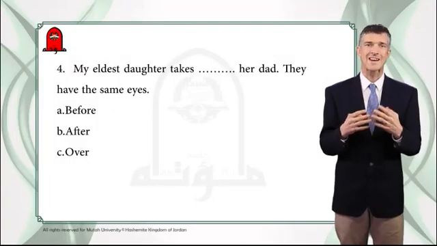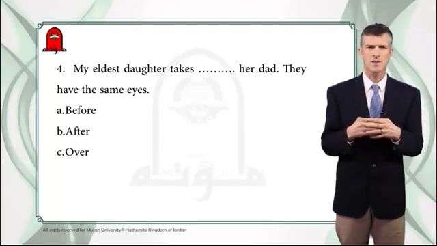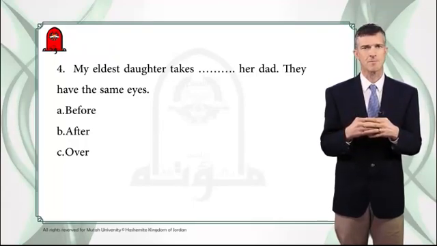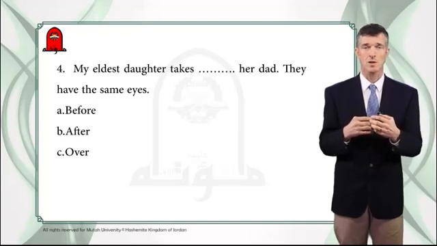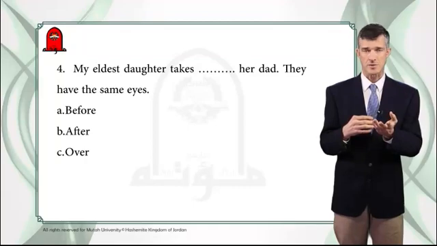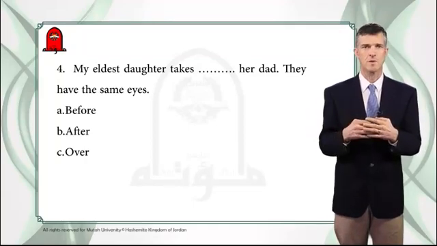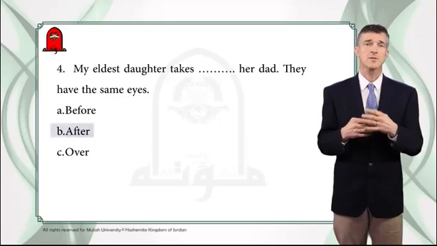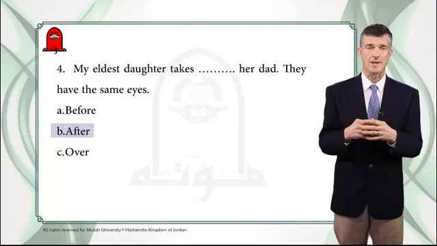4. My eldest daughter takes blank her dad. They have the same eyes. Is it A, before, B, after, or C, over? The answer is B, after. Takes after her dad.